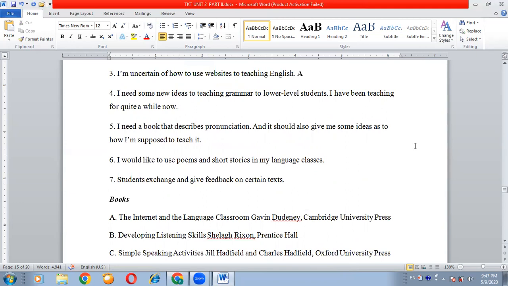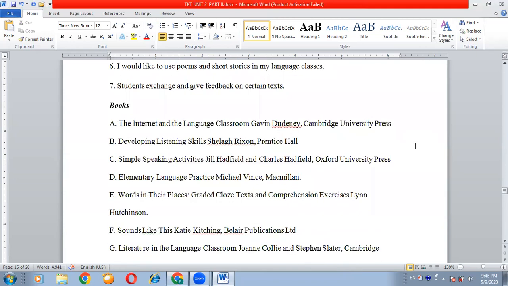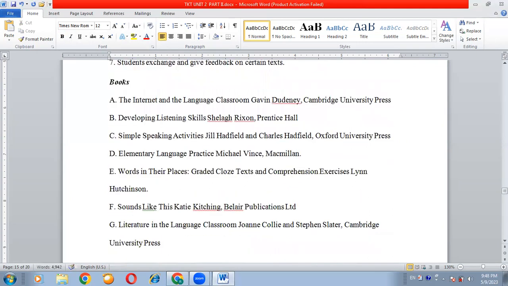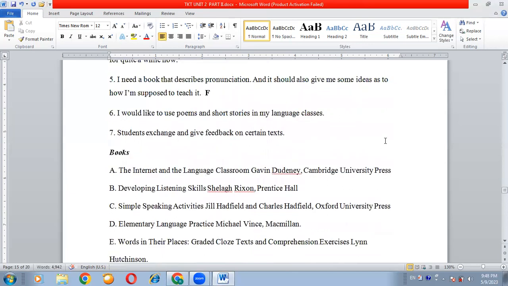Next one, I need a book to describe pronunciation, and it should also give me some ideas as to how I am supposed to teach. F. Sounds like this case, yes. Publication. Sounds like this. It should be F. I would like to use poems and short stories in my language class. G. Answer should be G.